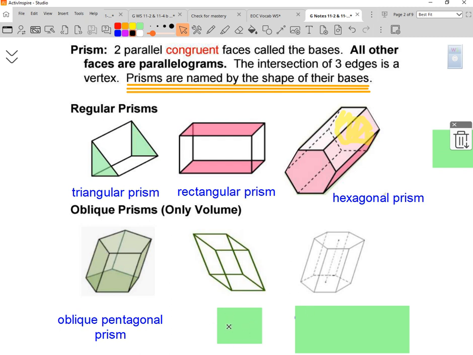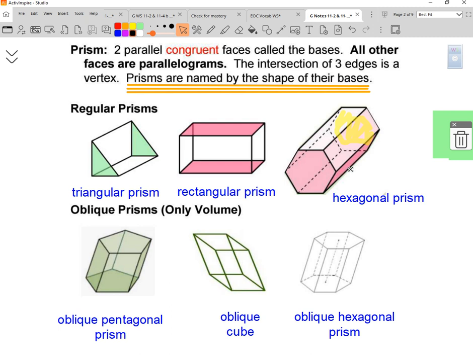This one is an oblique cube. It might be a rectangular prism. It looks like a cube to me. But remember, a cube is a rectangular prism, like a square is a rectangle. And this is a hexagonal prism. This is an oblique hexagonal prism.